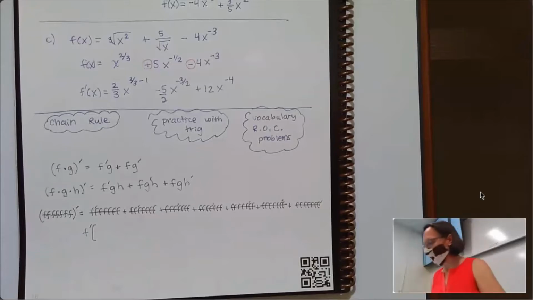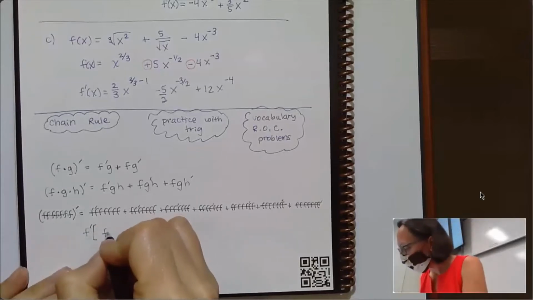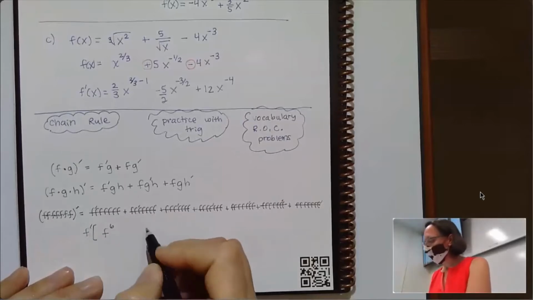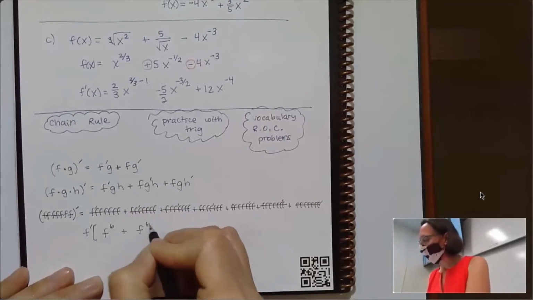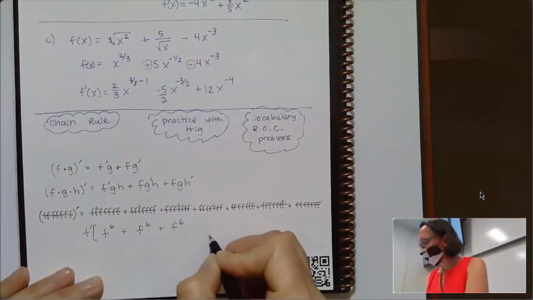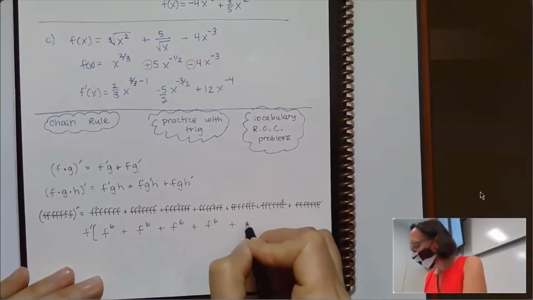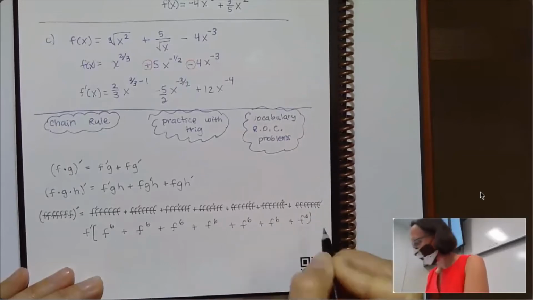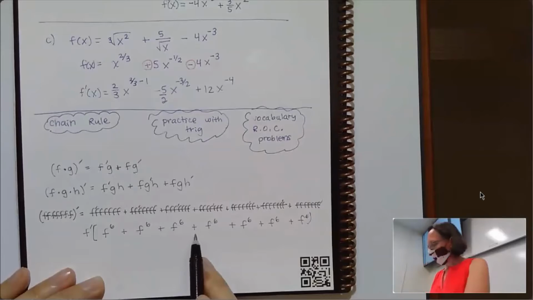Yeah, so we'll write it to the power. I'll write that as f to the power of 6. Well, from here, if I pull that f prime out, I have another f to the power of 6. And I'm going to pull the f prime out and have another f to the power of 6, and another one, and another one, and another one. Oh, did I have too many?